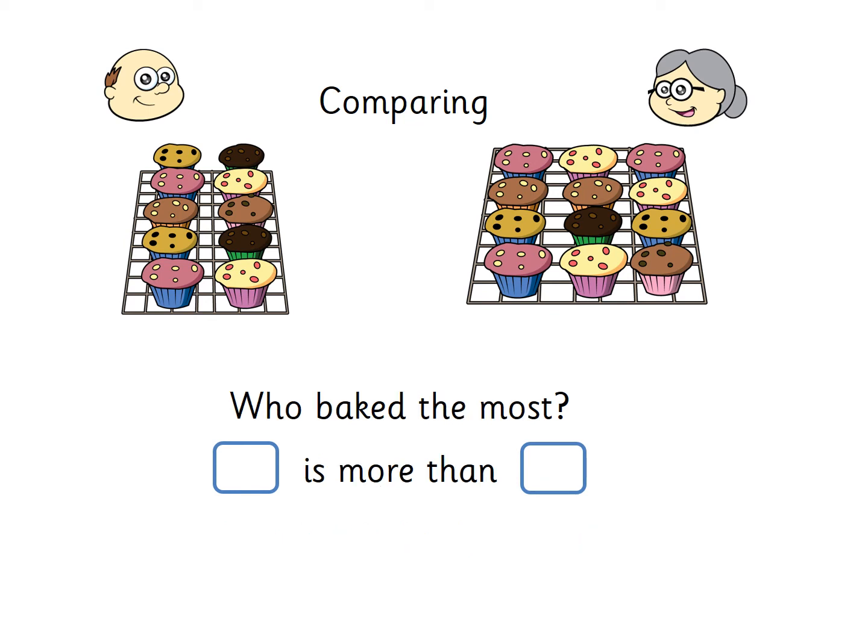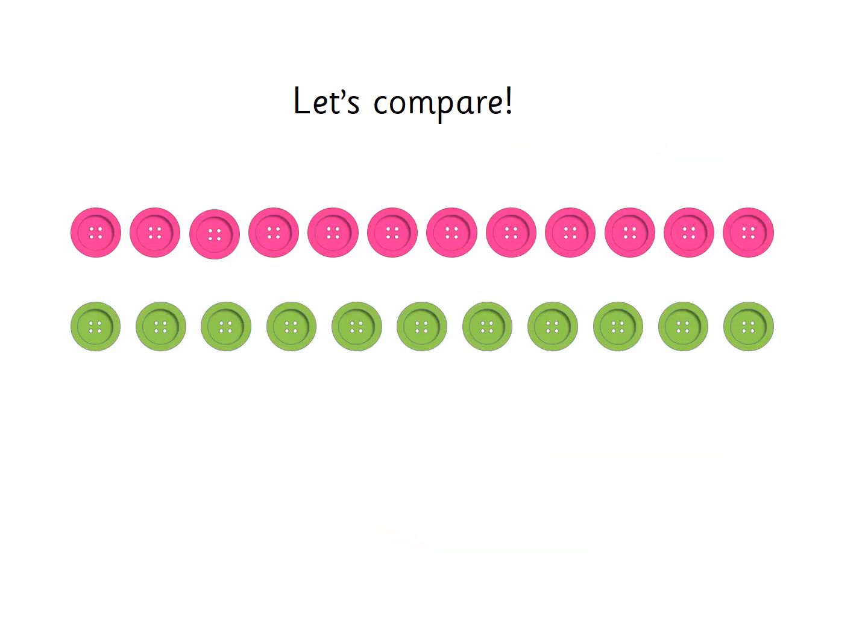Let's have a look at who baked the most then. So if Grandad baked the least, who baked the most? Well done, Nanny, because 12 is more than 10, isn't it? Nanny's got more cakes. So Nanny baked the most. She's baked more than Grandad.